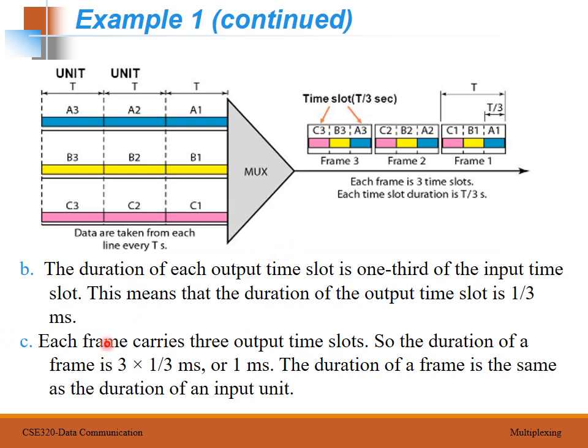For question number 3, we have to find the frame duration, which means the duration of each frame. We see that each frame carries 3 output time slots. So the duration of the frame will be 3 times the output time slot, which equals 1 ms. Another way to say it is that the duration of a frame is the same as the duration of an input unit.